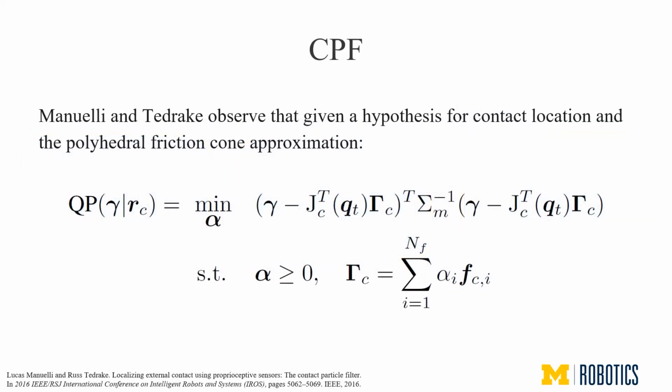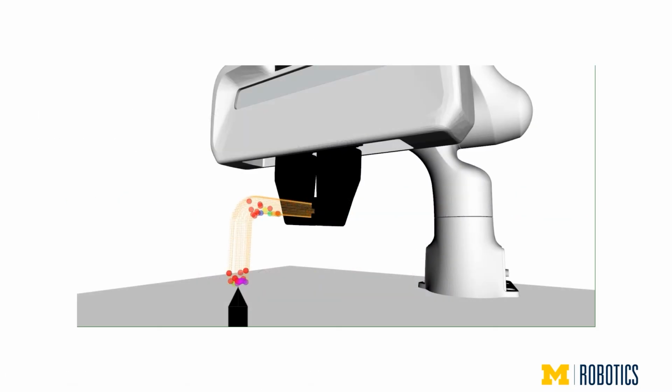To formulate the base CPF, Manuelli and Tedrake note that given a hypothesis for contact location and the polyhedral friction cone approximation, an external wrench applied to the surface of a robot can be inferred from residual joint torques using a quadratic program. While the CPF is limited to the surface of the robot, we extend CPF grasp to an object grasped by the robot, such as the hex key shown here.